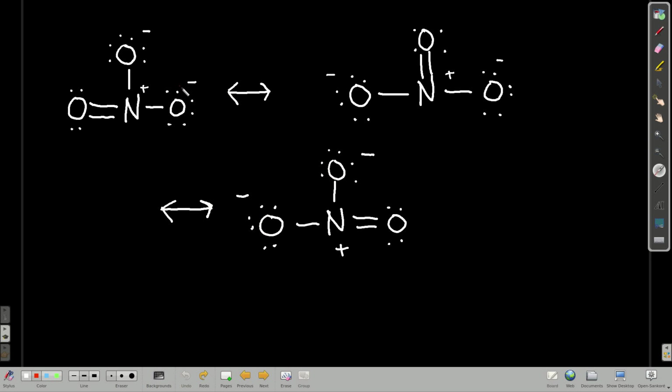What this tells us is that the negative charge is spread out over all of these oxygens through these three resonance forms. That's a stabilizing factor. That makes it fairly easy to form the nitrate ion from nitric acid. And nitric acid is in fact a strong acid.